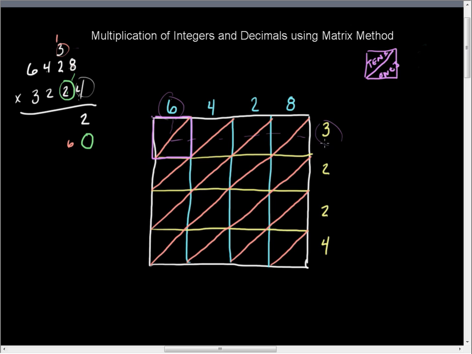So we've got 6 times 3 is 18. The 1 from the 18, the tens, goes up top, the 8 goes below. Now we move to the 4 and the 3. And we say 4 times 3 is going to put us here in this cell. 4 times 3 is 12. The 1, or the tens part of the 12, goes up top. The 2 ones go on the bottom.